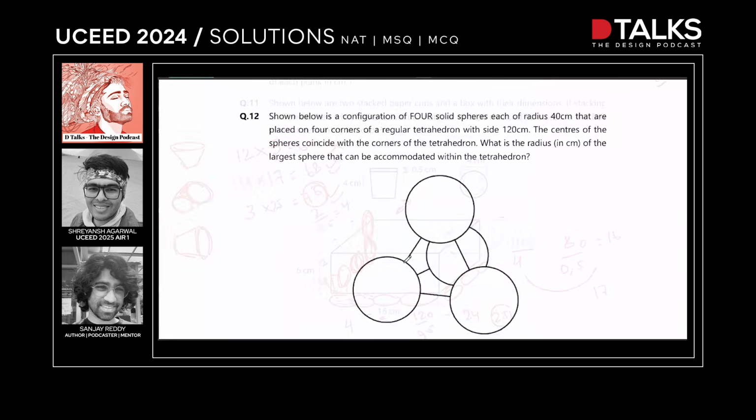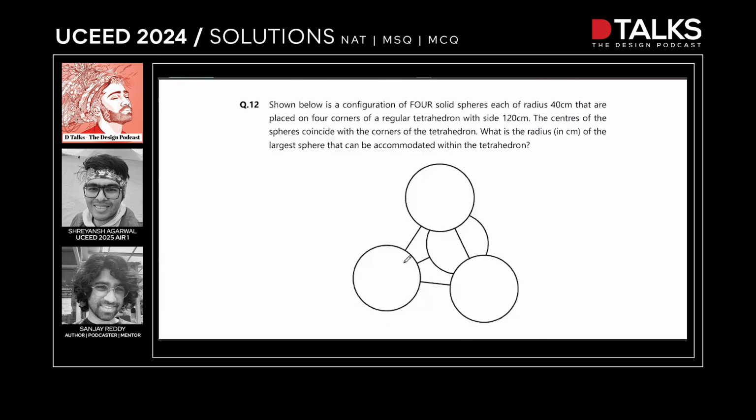75. Okay, shown below is a configuration of four solid spheres, each of radius 40 centimeters, that are placed on four corners of a regular tetrahedron with side 120 centimeters. The centers of the spheres coincide with the corners of the tetrahedron. What is the radius in centimeters of the largest sphere that can be accommodated within the tetrahedron?